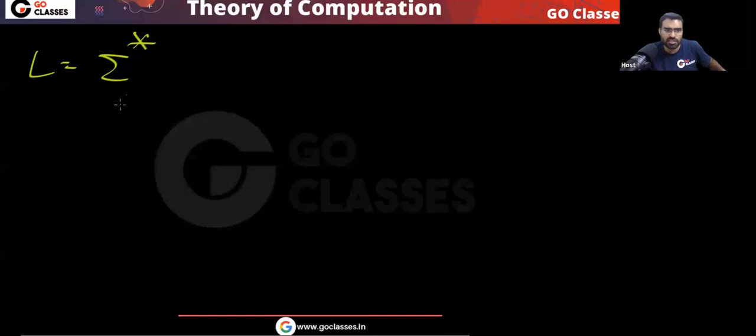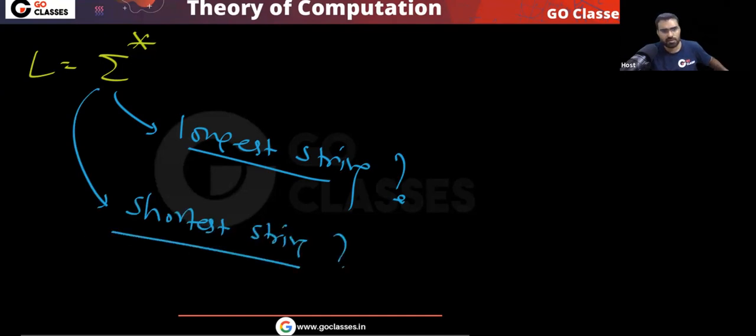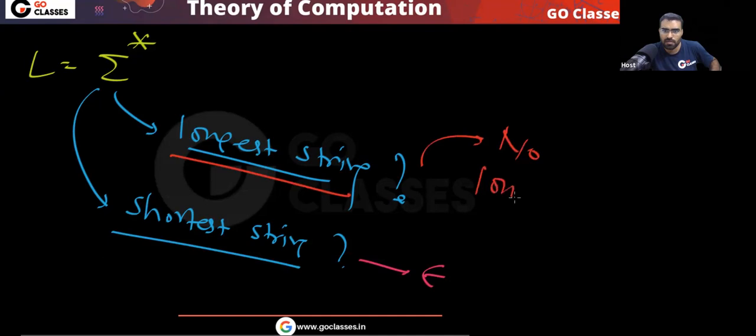What is the longest string in this, and what is the shortest string? The shortest string is the empty string. But what is the longest string? There is no longest string.